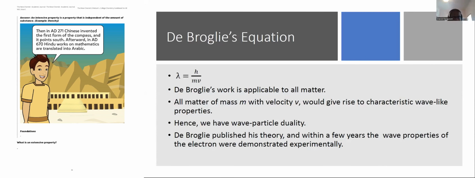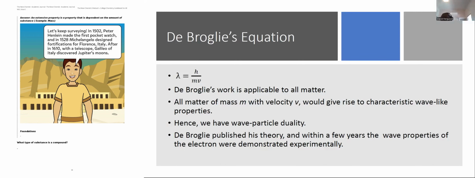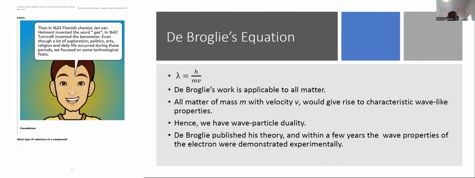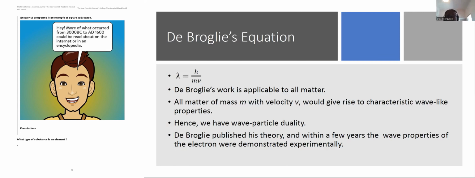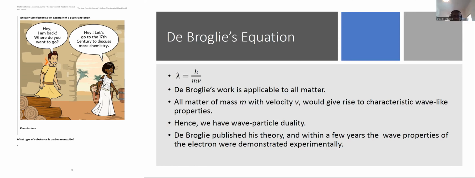We understand that de Broglie's work is applicable to all matter. All matter of mass m with velocity v gives rise to characteristic wave-like properties. Hence, we have wave-particle duality, in which you have wave-like characteristics and particle-like characteristics existing at the same time for the same particle. And this was proven experimentally with the electron, particularly with the Davisson-Germer experiment.